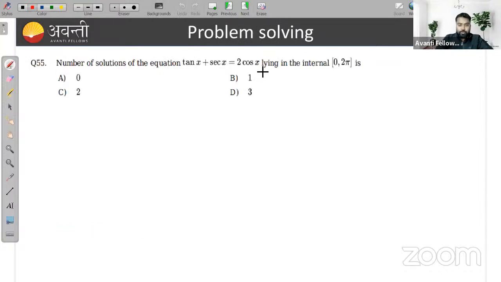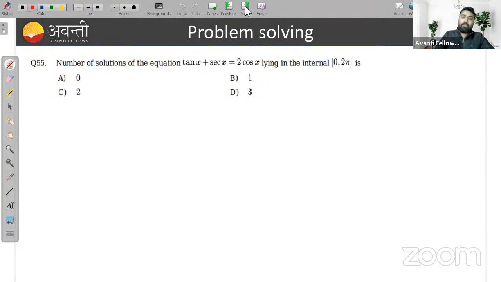So let's move to the next question here. It's a very simple question actually. Number of solutions of the equation tan x plus sec x is equal to 2 cos x lying in the interval 0 to 2 pi. Very easy question. How many of you got the answer to this question in the examination? Anyone? No one got the answer.